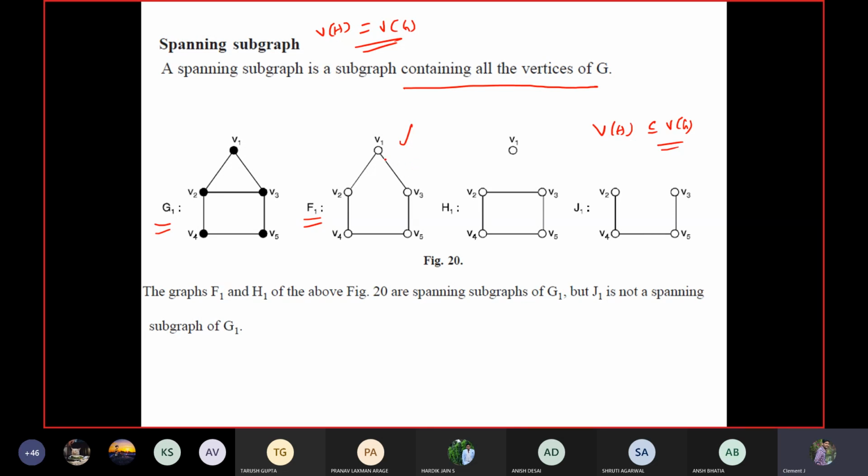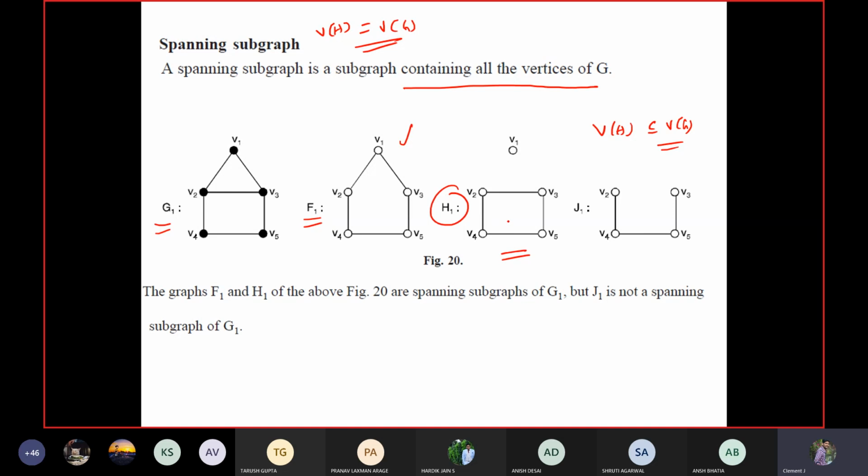Why? Because here it has the same number of 5 vertices in your subgraph F1. But it does not have the same edges, not a problem. What is the condition of a spanning subgraph? It should have the same number of vertices as the original graph. Okay, next. Can I call this the spanning subgraph H1?